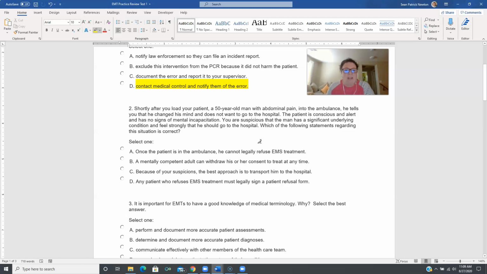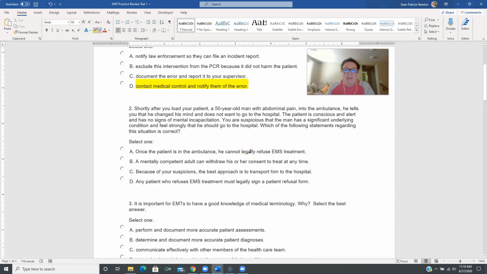Wrong. He can definitely legally refuse as long as he is mentally competent and awake, alert, oriented times four. B, a mentally competent adult can withdraw his or her consent to treat at any time. That is correct. C, because of your suspicions, the best approach is to transport him to the hospital. No, even if you have suspicions, you can try to talk him into it. You could try to find out what his barriers are. You can try to get family and friends to help. All the things we talked about, the steps of a refusal, but you can't take somebody against their will, and they can withdraw at any time.